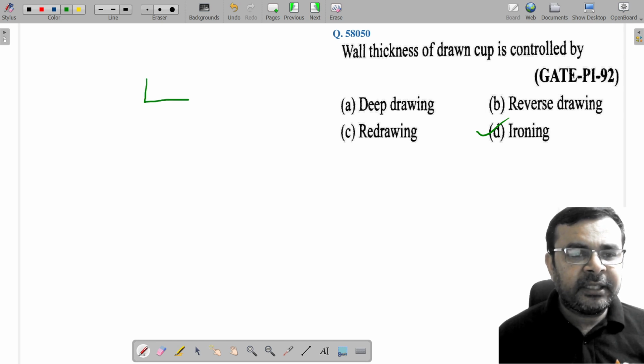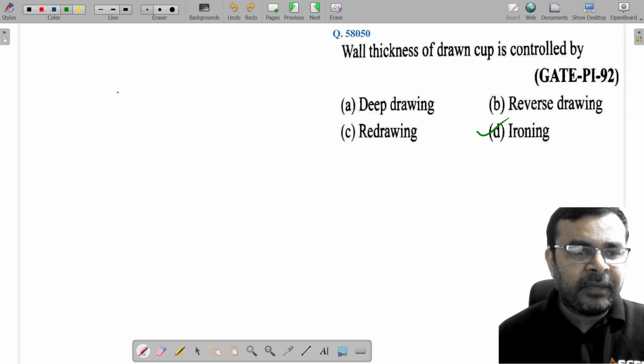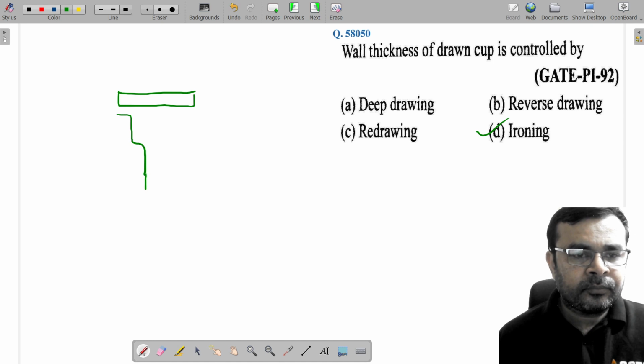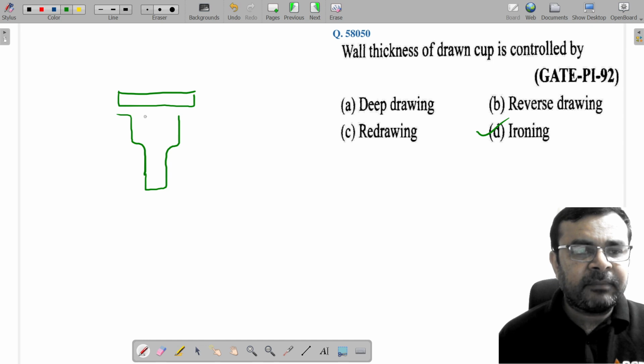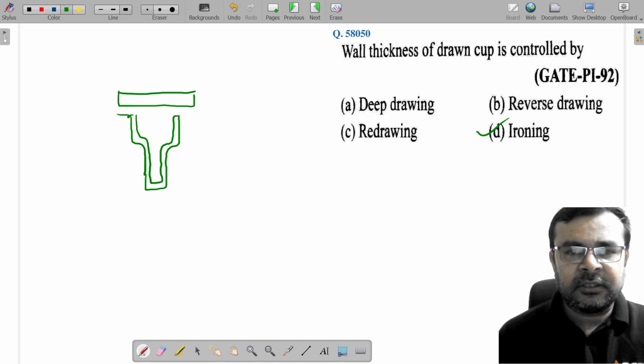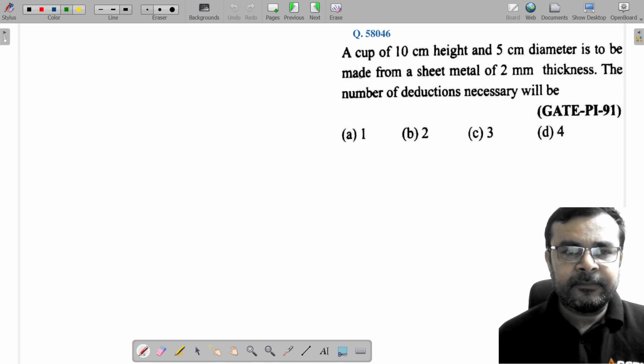You can see here. Let's suppose you have a blank, and here we have a die like this. Suppose you have a stepped die, then obviously deformation takes place like this. So through this you can control the thickness of the sheet. So it is called the ironing process. So the correct answer is ironing. Next, yes, this is a repeated question. So the correct answer for this I have already solved.